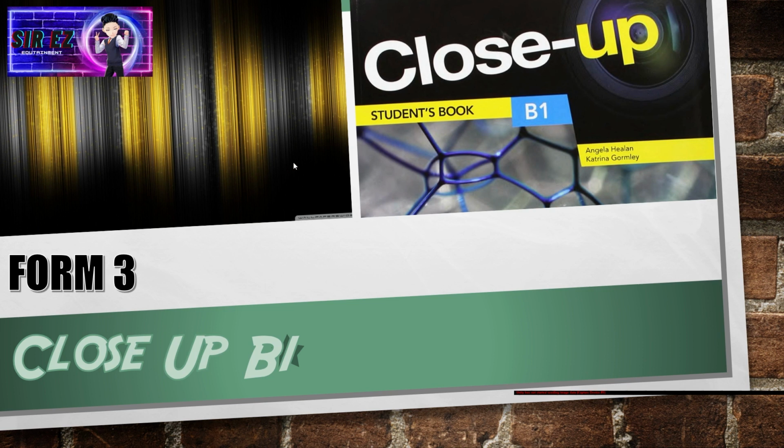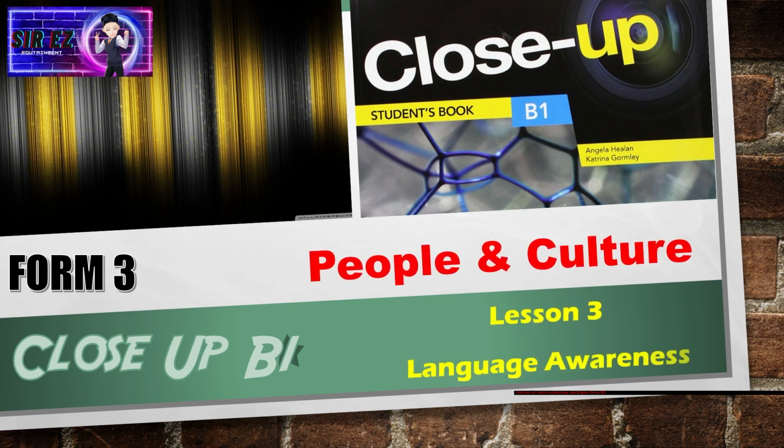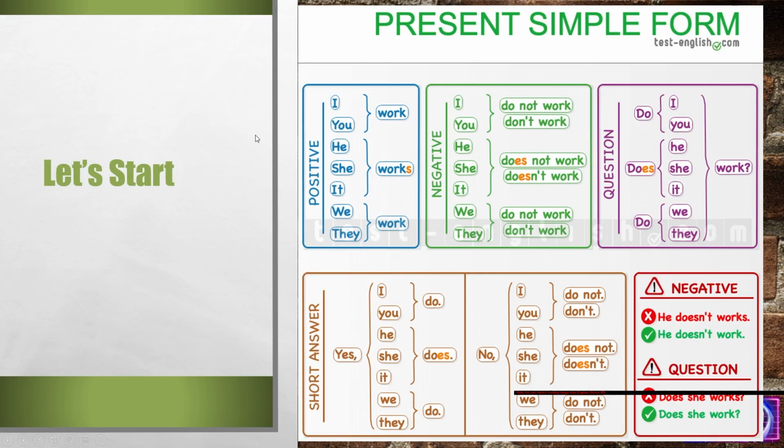So, today we are going to do another activity which is lesson 3. The theme is people and culture and our focus is on language awareness. We'll go straight to what we're going to learn today. Actually, you are not learning something new. You have learned about present simple and present continuous while you were in Form 1 and Form 2.